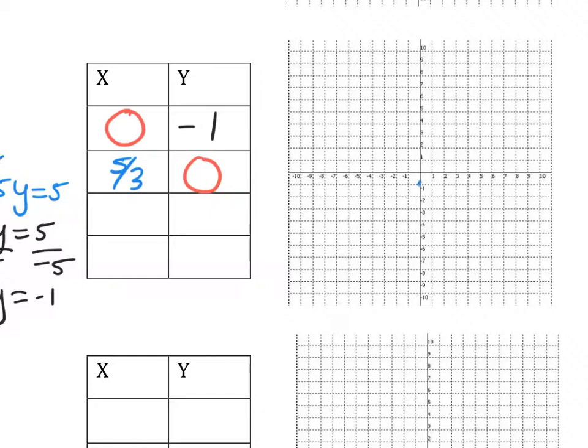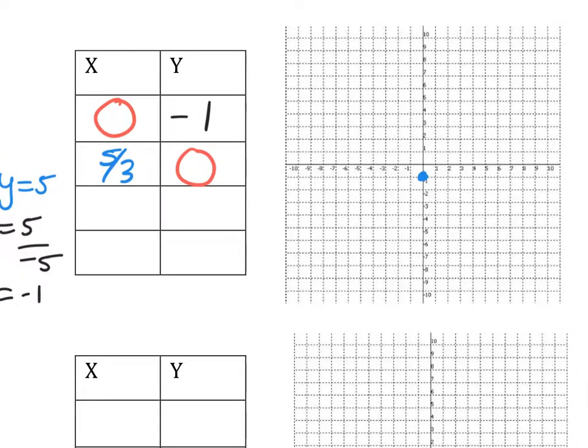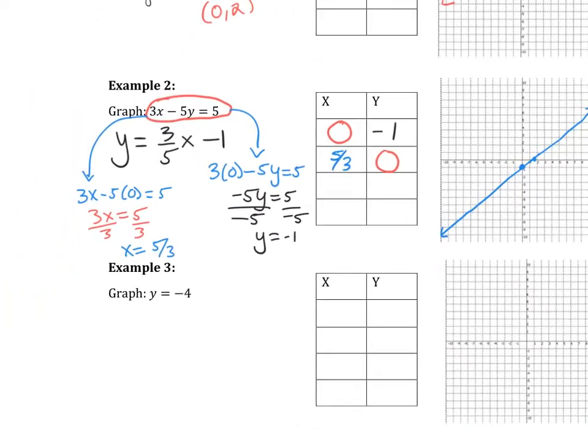So 0, negative 1. And then 5/3 would be just under 2, 0. You can connect your dots that way. Okay, so either way, either find the intercepts or just solve for y. Anyway works as long as your line looked the same.